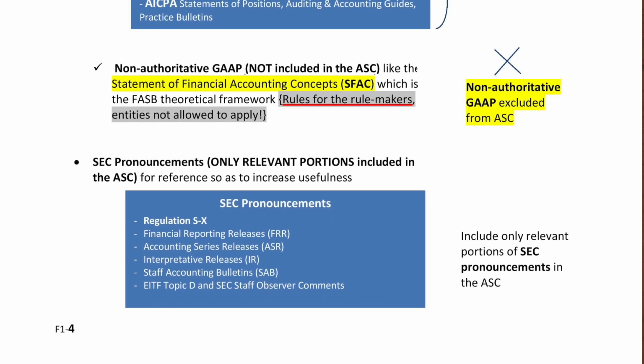Now, in the Accounting Standards Codification, you also have certain SEC pronouncements. Highlight, include only relevant portions of SEC pronouncements in the ASC. As you know, the SEC, the Securities and Exchange Commission, regulates all public companies, all companies which are issuers, which issue securities to the public. And these pronouncements primarily relate to those public companies.